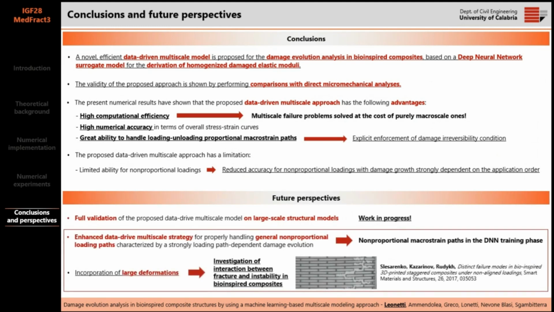So just let me show you some possible future perspectives of this work. First of all, an enhancement of the present strategy to properly handle general non-proportional loading paths. A possible way is to include non-proportional microstrain paths in the training phase for the deep neural network. This is work in progress.